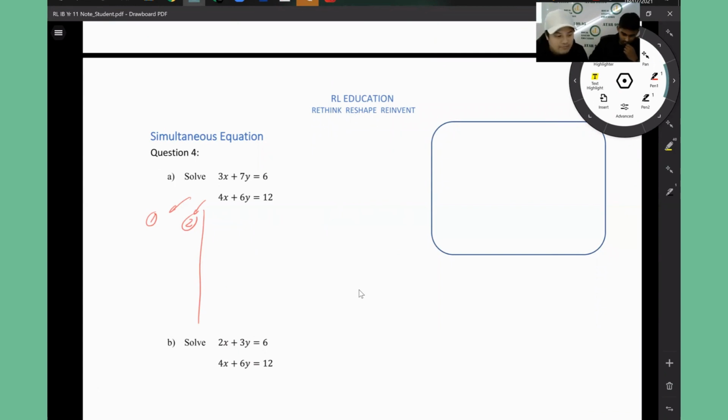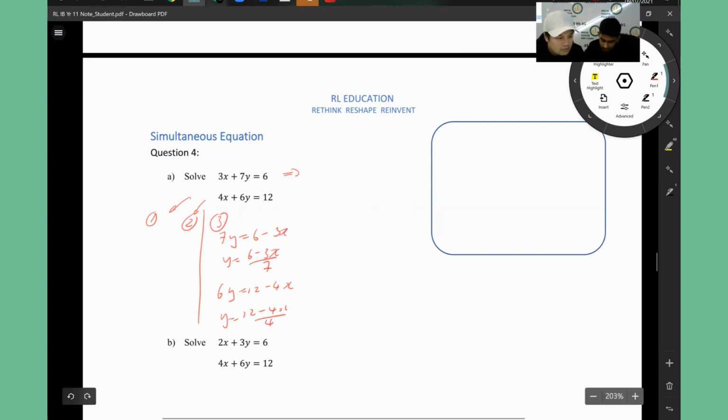So by calc, if I don't do by calc, what can I do? I need to sketch it. So I need to rearrange to make y the subject. So method 3, rearrange to make y the subject. So 7y equals 6 minus 3x, y equals (6 minus 3x) over 7, and then 6y equals 12 minus 4x, and then y equals (12 minus 4x) over 6. You can simplify.